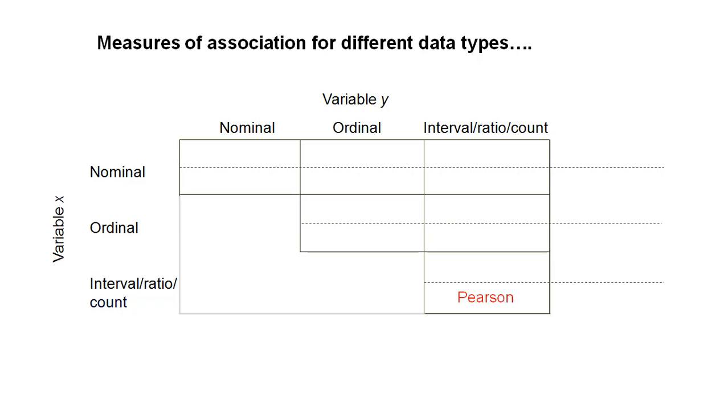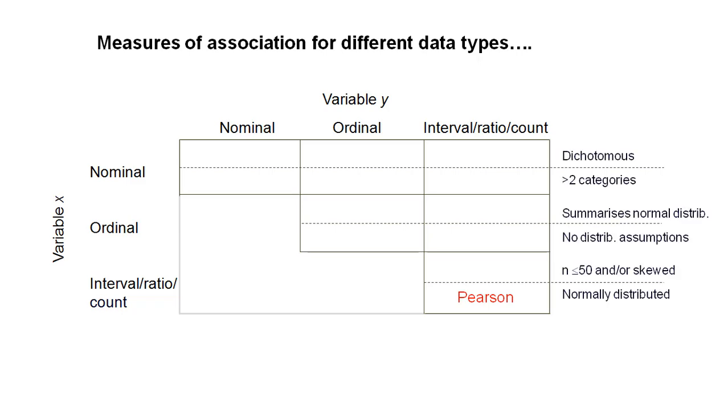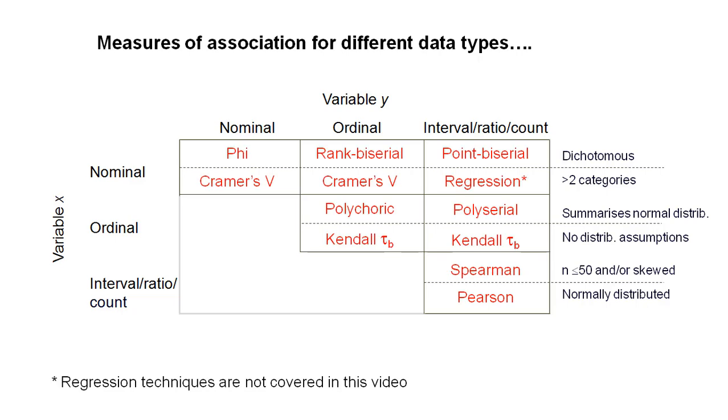The commonly used Pearson formula is only suitable where both variables are interval or ratio data. You should not be using Pearson for nominal or ordinal data. Further considerations need to be taken into account, for example such as whether the nominal variables are dichotomous or not, and whether the ordinal variables summarize a normal distribution or not. Appropriate methods for different combinations of data types are shown here. This is just a selection, as there exist yet more measures of association that could be used.